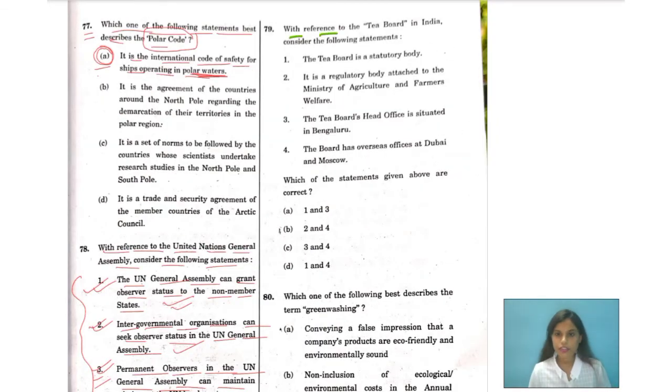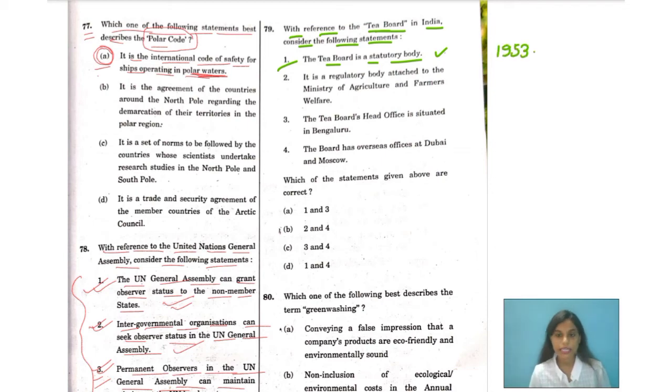With reference to the Tea Board in India, consider the following statements. Statement number one says the Tea Board is a statutory body. Yes, it's definitely correct. Why? Because the Tea Board of India is an autonomous and statutory body which is created under the Tea Act of the year 1953. Tea Act of 1953.